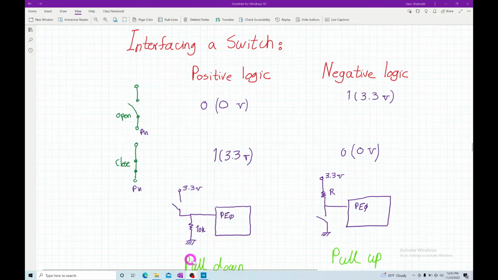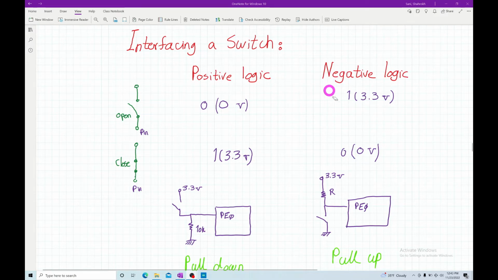On the opposite side, we have the negative logic. What's the meaning of the negative logic? If again you want to interface the switch with the I/O pin, you have similar open and closed cases for the switch. In negative logic, unlike positive logic, whenever the switch is open, the I/O pin is 1 or 3.3 volt. Whenever it is closed, it is 0 volt.